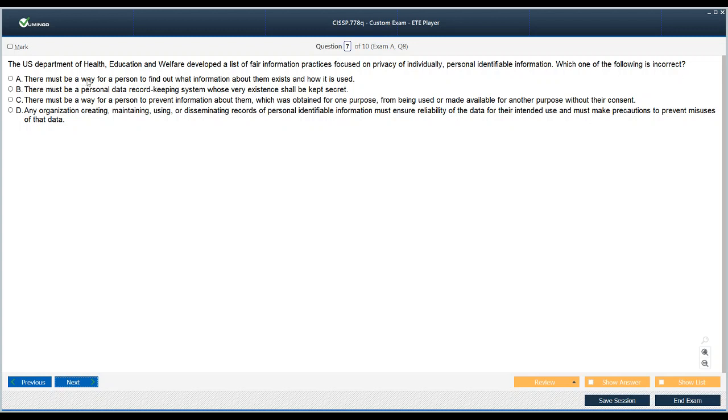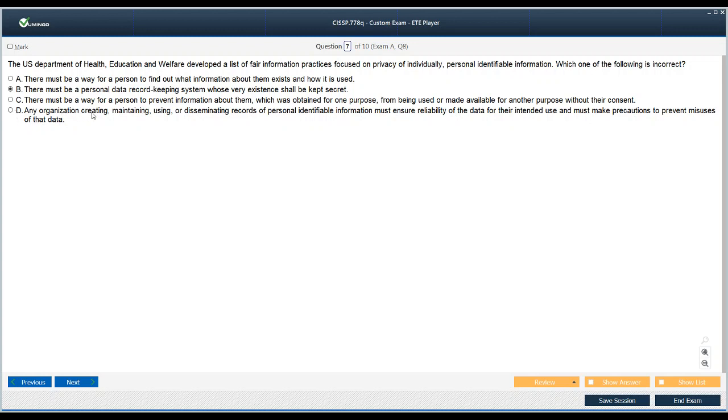Option A, there must be a way for a person to find out what information about them exists and how it is used. I think that is the basic right for everybody. B, there must be a personal data record keeping system whose very existence shall be kept secret. That is not right. C, there must be a way for a person to prevent information about them which was obtained for one purpose from being used or made available for another purpose without their consent. That is again a reasonable demand, so this is not the incorrect thing. That is the correct thing to do.